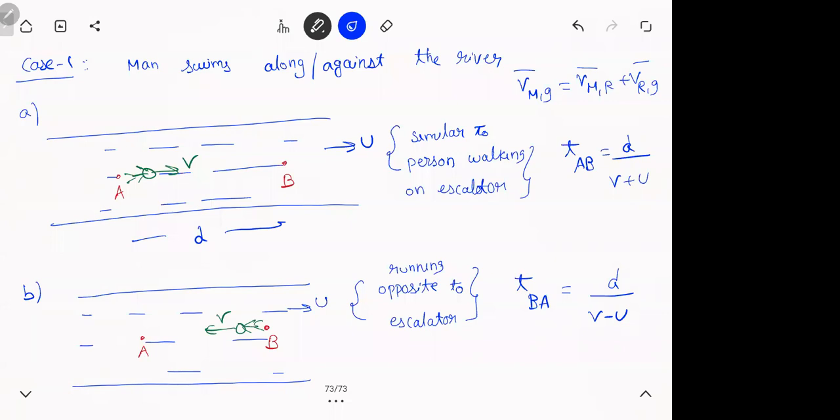I thought the same in Mumbai also, but Mumbai people are smart. After 12 o'clock, they switch off the escalator. You just have to walk.